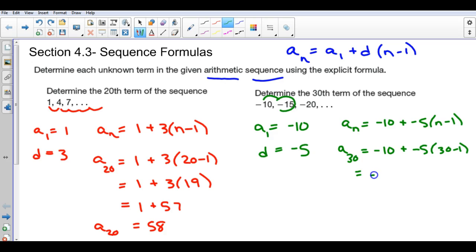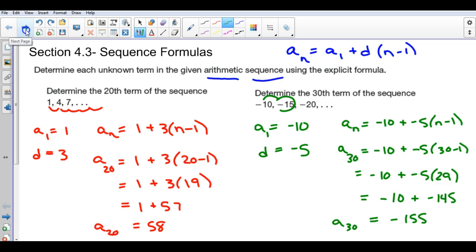So that's going to simplify to negative 10 plus negative 5 times 29. So you're doing that little calculation in the parentheses. You could also just throw this right into your calculator, and your calculator would do that order of operations for you as well. I'm going to end up with negative 10 plus negative 145, which means that my 30th term, a sub 30, is going to be negative 155. So that is using an explicit formula for an arithmetic sequence.